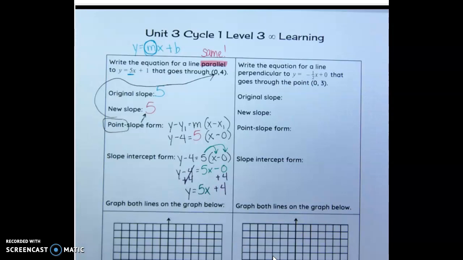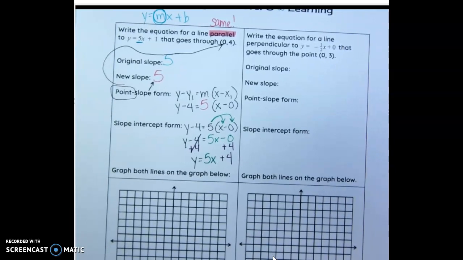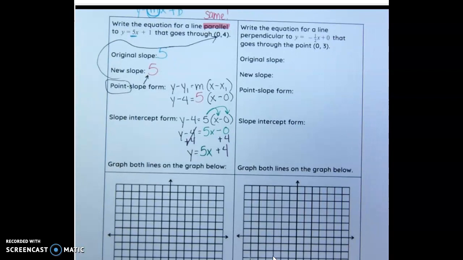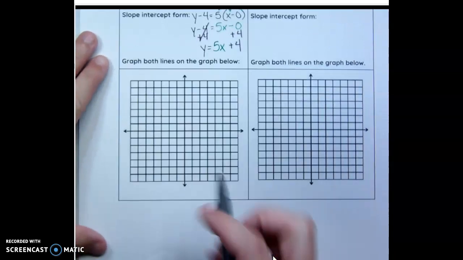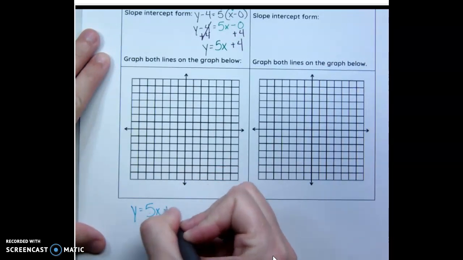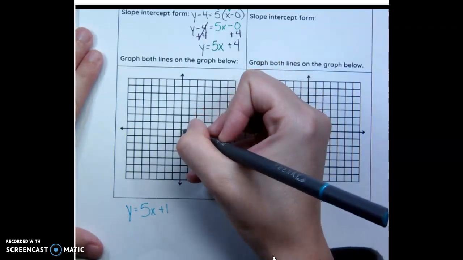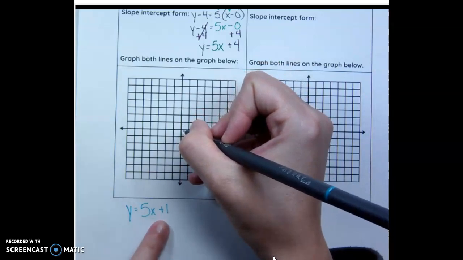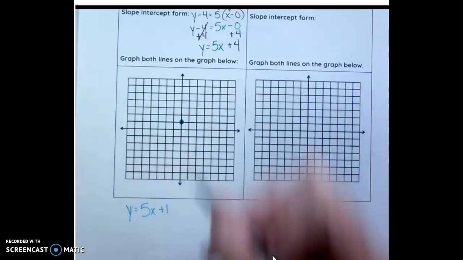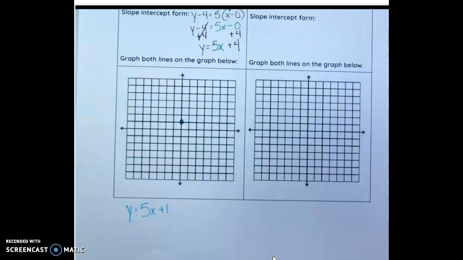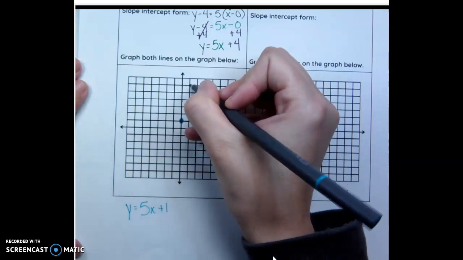Okay, so now it says graph both lines on the graph below. So let's do my first one. I'm going to use blue. This is my first line, y equals 5x plus 1. Now I hope everyone remembers how to graph. I'm going to start at my origin, right here. My y-intercept is 0, 1. That's my first point. Now, to get the rest of my points, I have to go up 5, right 1. 1, 2, 3, 4, 5, 1.